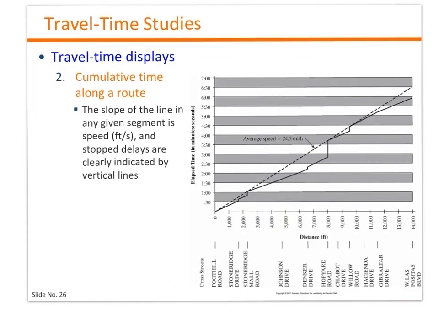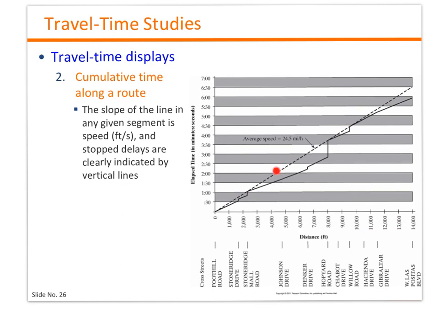Another way of displaying travel time outcomes is the cumulative time along a certain route. Here the x-axis is the distance from 0 all the way to 14,000 feet, and the y-axis is the elapsed time. We have two lines. The dashed line is the theoretical line, assuming there are no delays and that you went from the beginning of the route all the way to 14,000 feet without any stopping, and that shows you roughly the average speed. The slope of that line at any given segment is actually the speed.